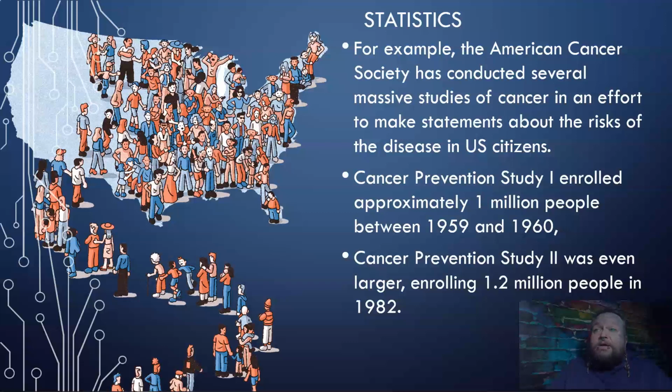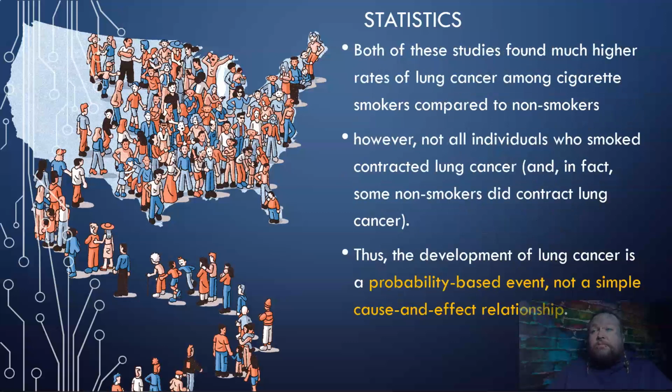So here, back to the study. For example, the American Cancer Society has conducted several massive studies of cancer in an effort to make statements about the risk of the disease in the United States. So, Cancer Prevention Study 1 enrolled approximately 1 million people between the years 1959 and 1960. And they did another study later on called Cancer Prevention Study 2, which was larger, enrolling 1.2 million people in 1982. We'll be going deeper into these a little bit later in the next notes, but for right now this is just a top level.